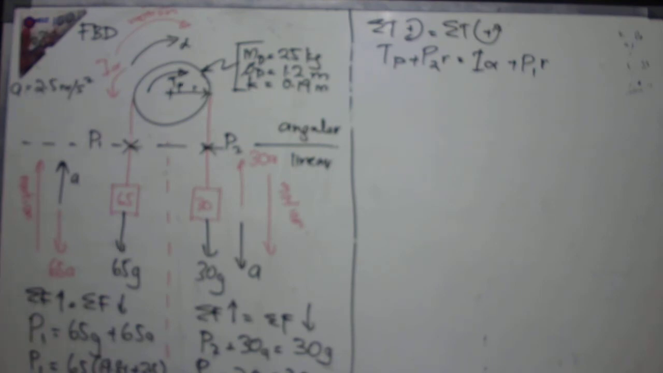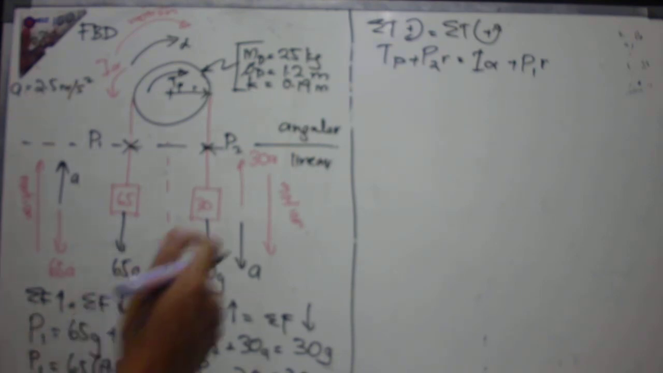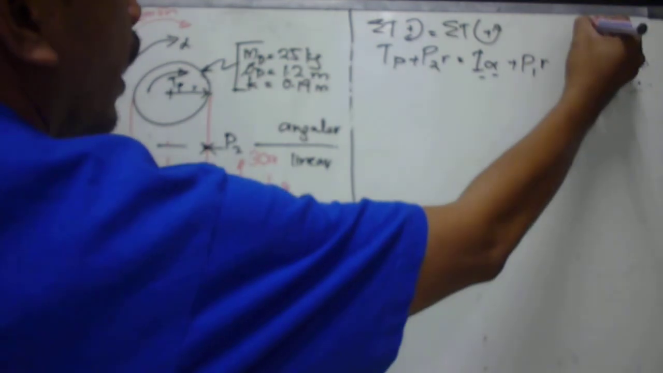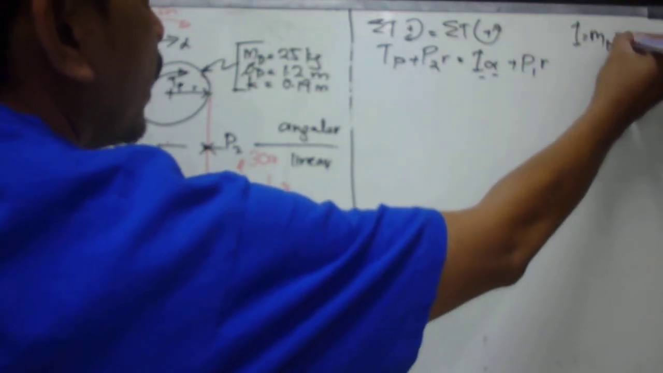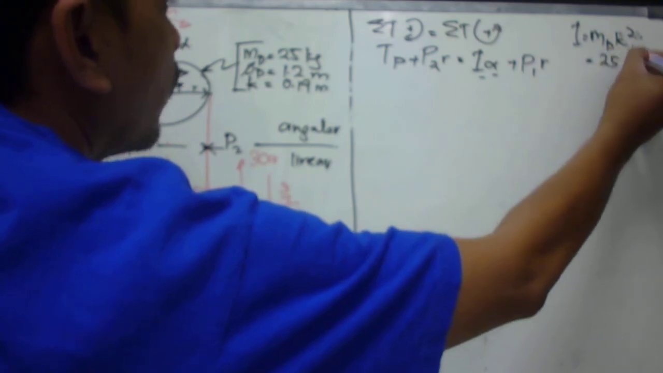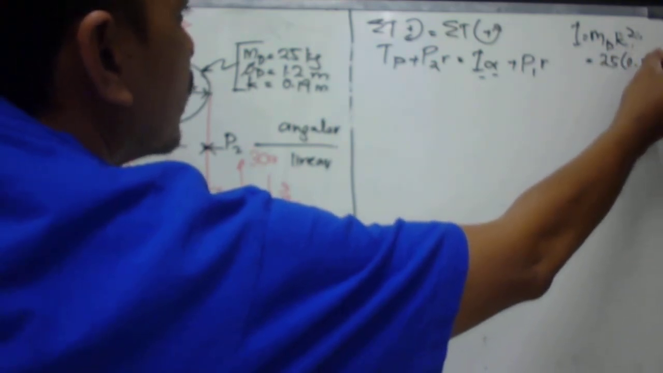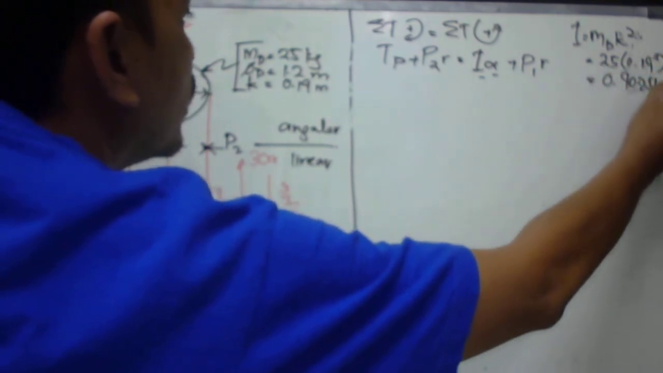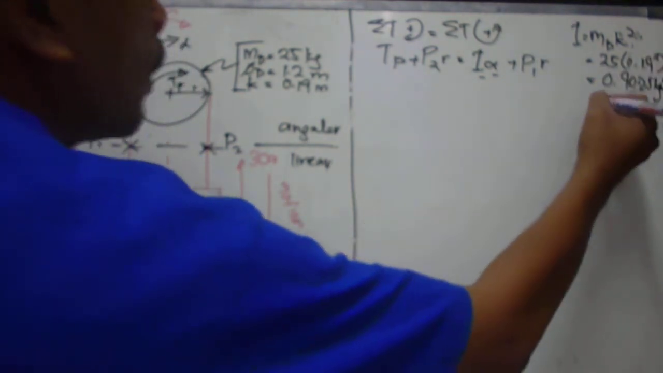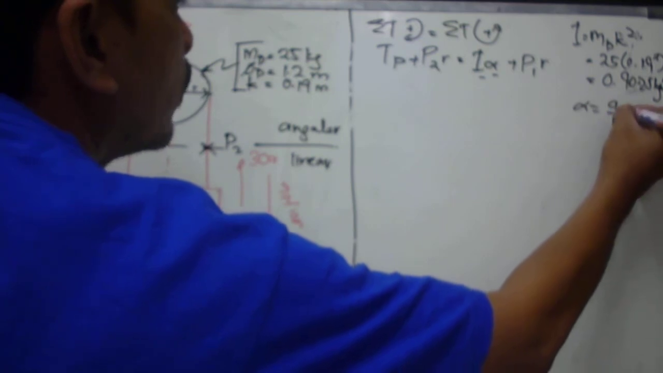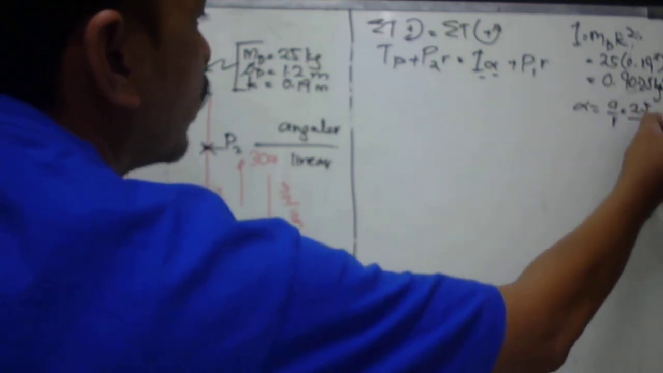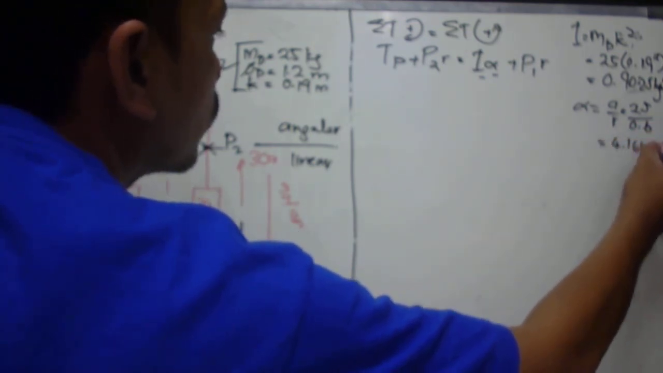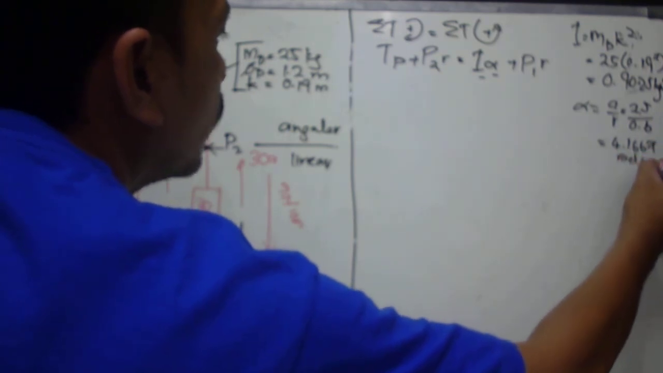Before we settle the equation, we have to settle I and alpha. I equals mk squared, equals 25 times 0.19 squared, equals 0.9025 kg meter squared. Meanwhile, alpha equals A over R, equals 2.5 divided by 0.6, equals 4.1667 radians per second squared.